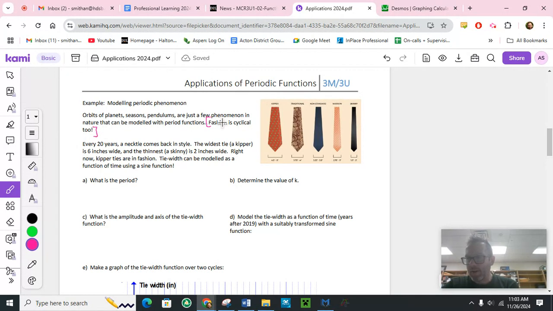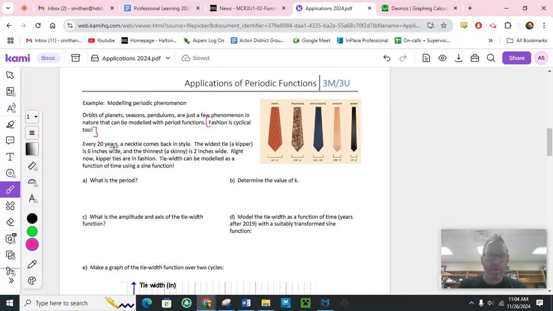Some things come in style. Some things that were in style in the 80s are in style now, and then next year something from the 90s might be in style. So in this question, I've said it's the width of a tie that fluctuates. Sometimes wide ties are in style, and then sometimes skinny ties are in style.